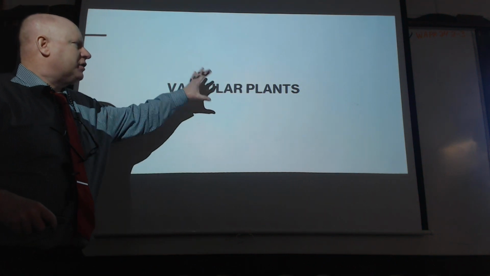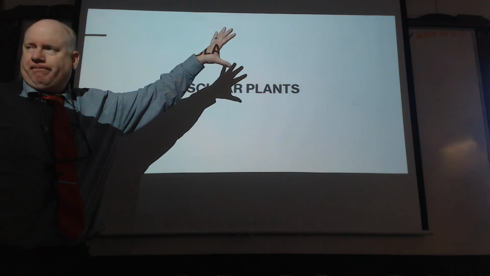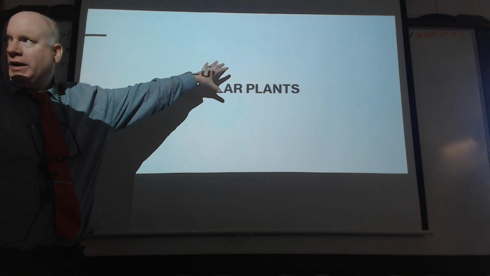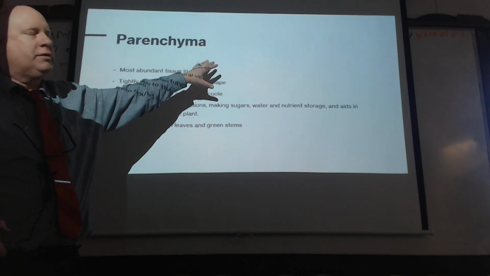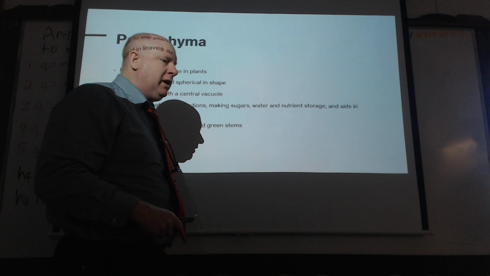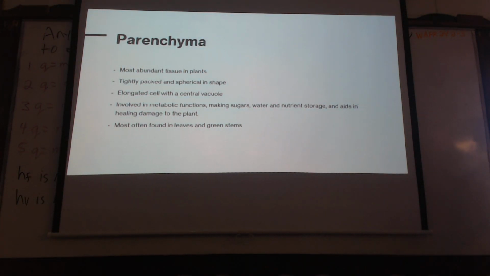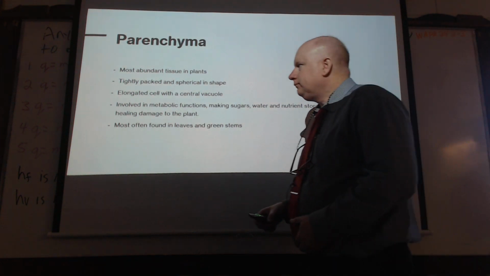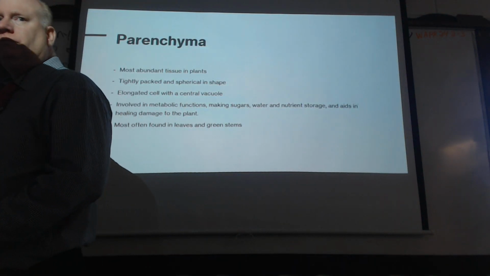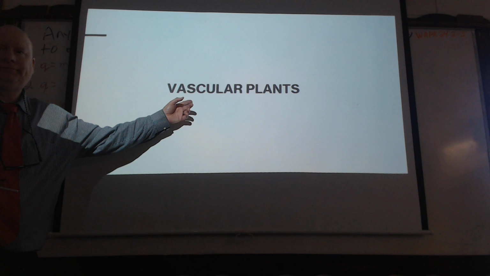Okay, so there's three types of cells that make up this vascular portion. Okay, and what we're talking about is these. Parenchyma is the first type of cell that we'd be referring to. Right there.